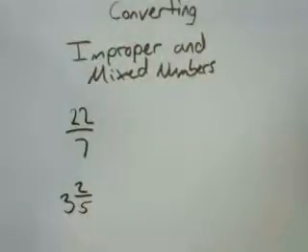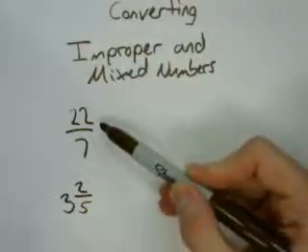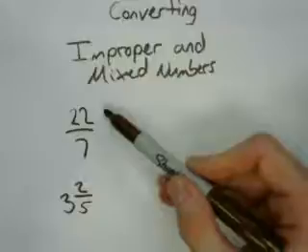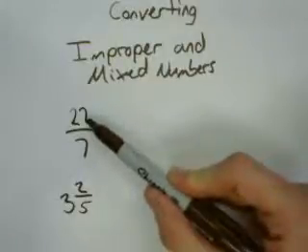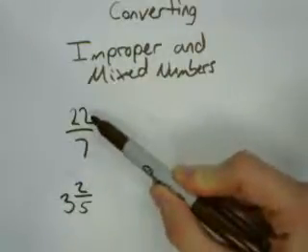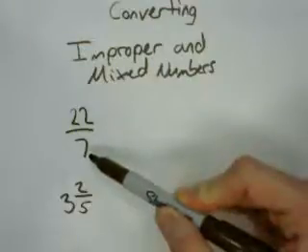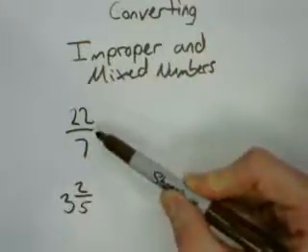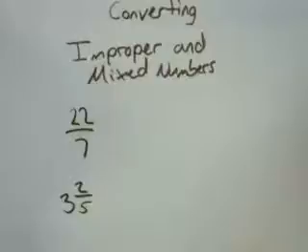Okay, Mr. Andrew here, and today we are converting between improper and mixed numbers. Improper is like the example here, 22 over 7. It is improper because the numerator is larger than the denominator. 22 is larger than 7. It's top heavy.